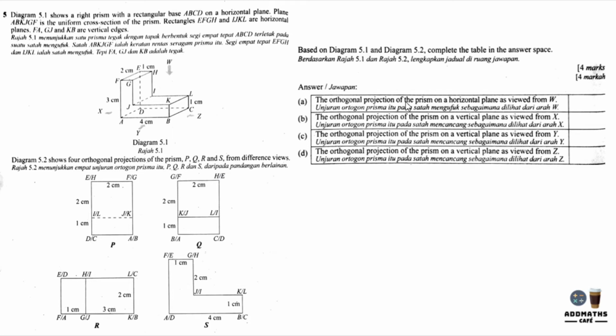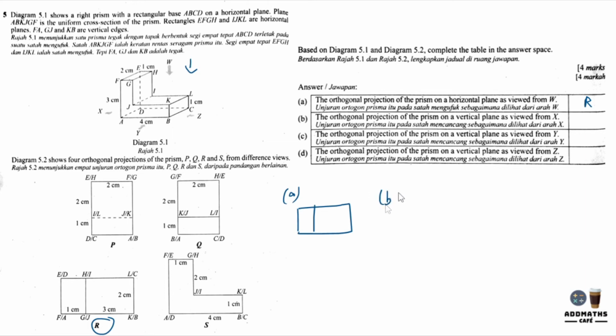So the orthogonal plane of the horizontal plane as viewed from W. So from W, it means from up to down. You can see the square base on the below. Alright, it will be a square base on the below. But then when you go up one layer, it will be a square base on the top here and one rectangle base on here. So it will be a line like this. So it will be the answer R.